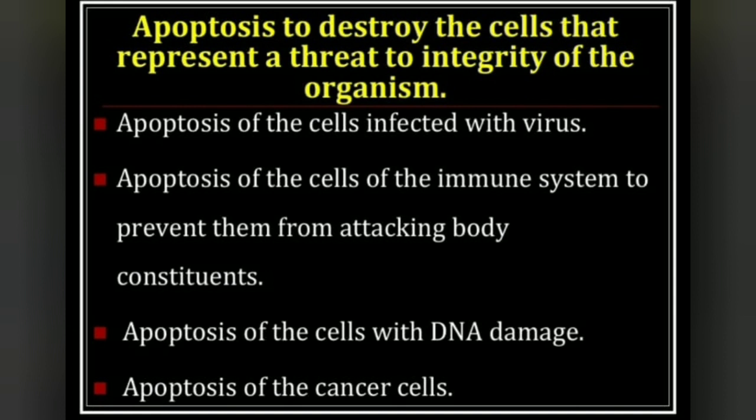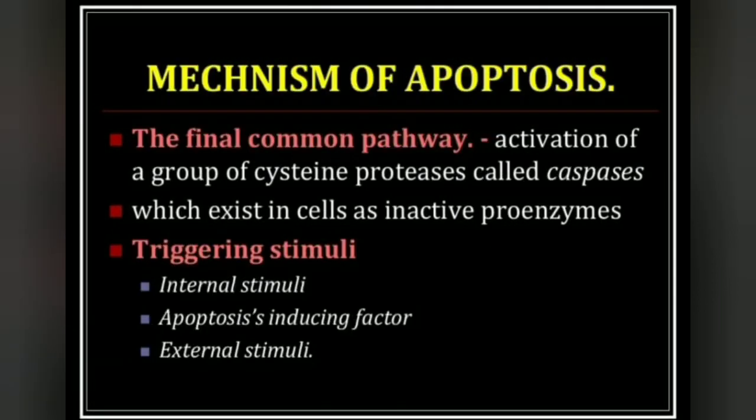Here is the mechanism of apoptosis. The final common pathway is activation of a group of cysteine proteases called caspases, which exist in the cell as inactive proenzymes. Triggering stimuli are internal stimuli, apoptosis-inducing factor, and external stimuli.